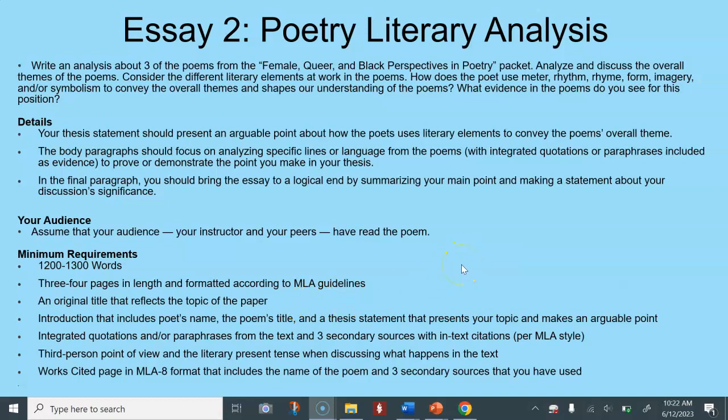Minimum requirements, 1200 to 1300 words. Okay. If you analyze three poems and you just can't reach that, then analyze a fourth one. We're trying to push for longer essays because as you're moving up into your 2000 level classes, and then if you plan on transferring and you go into 3000, 4000 level classes, they expect that as you get higher up in your education, the more words you'll be including in your essays.